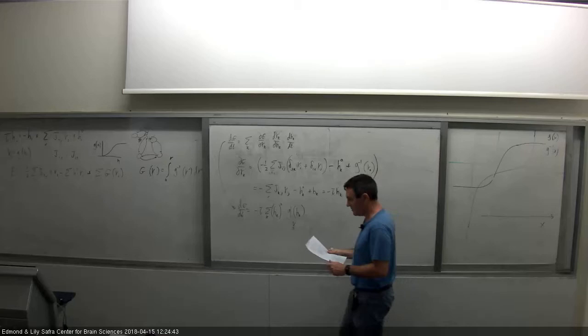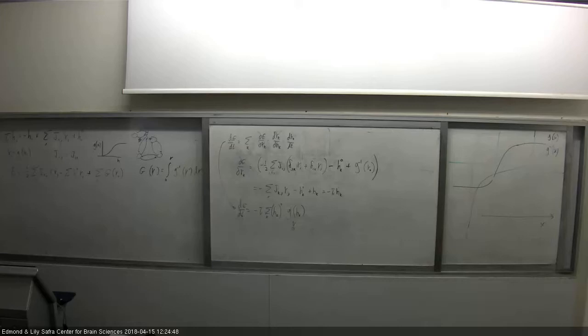This term will be positive. And the other terms are bounded, because R is bounded. If R is bounded, then these terms are also bounded. This sum is bounded, this sum is bounded, and this will be bounded. So this E function is bounded.